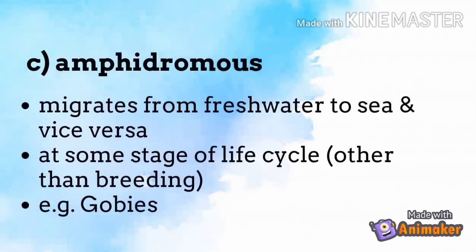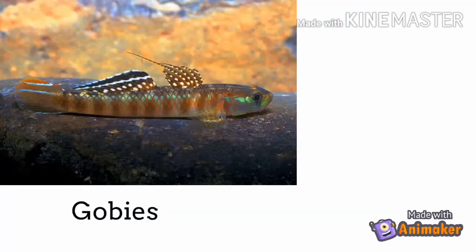Next is amphidromous. This type of migration is not for the purpose of breeding, but occurs regularly at some other definite stage of the life cycle. Migration of some guppies might fall into this category.